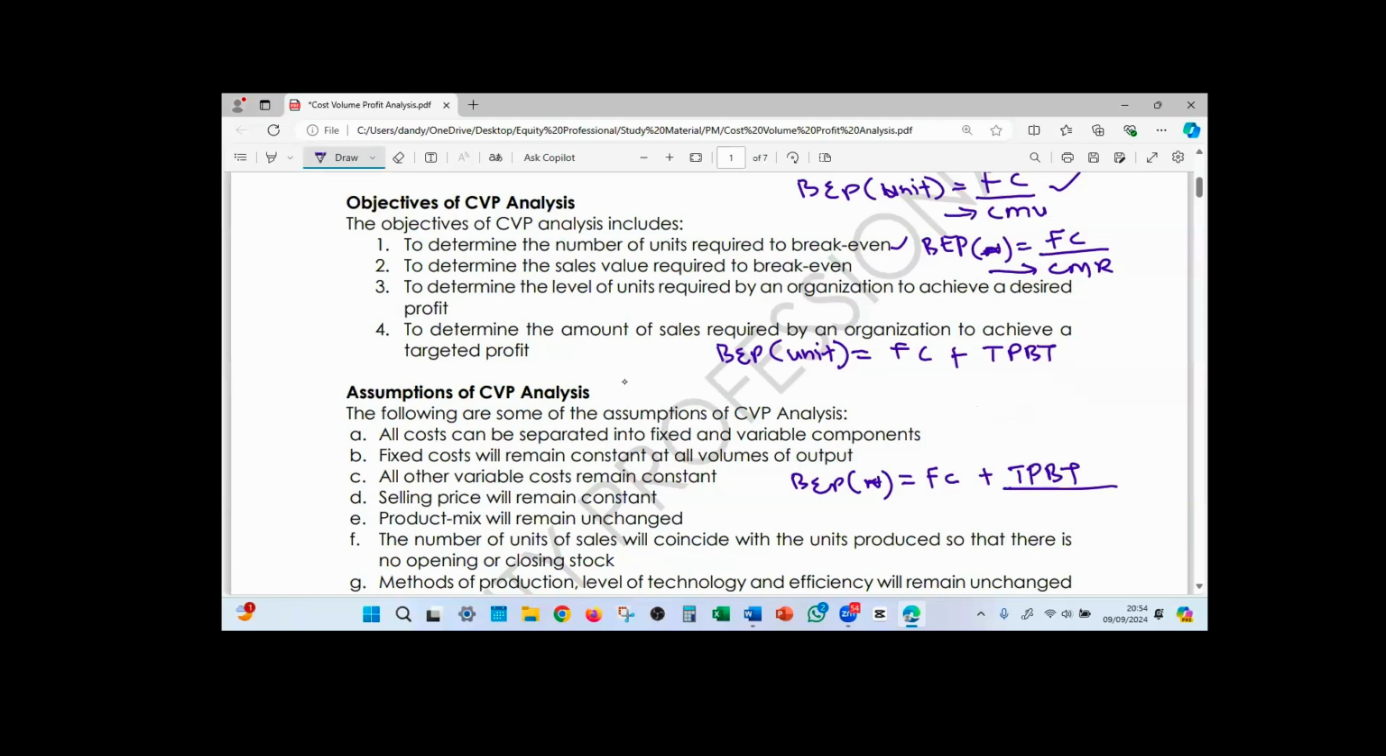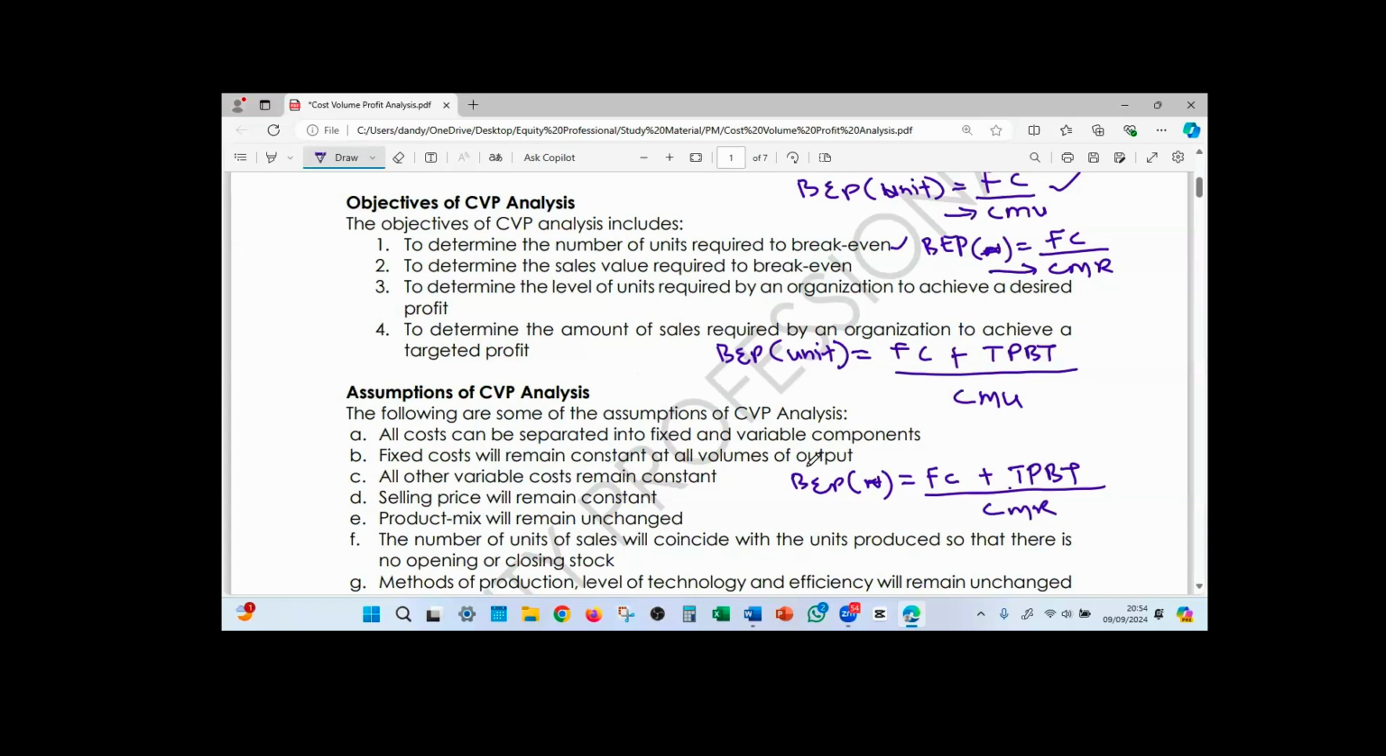Okay, targeted profit before tax divided by CMU. I will explain that one later. Then this one divided by CMR. Remember what I told you. Each time you want to calculate break-even point in naira, it must be CMR. Anytime you want to calculate break-even point in units, your denominator must be CMU.